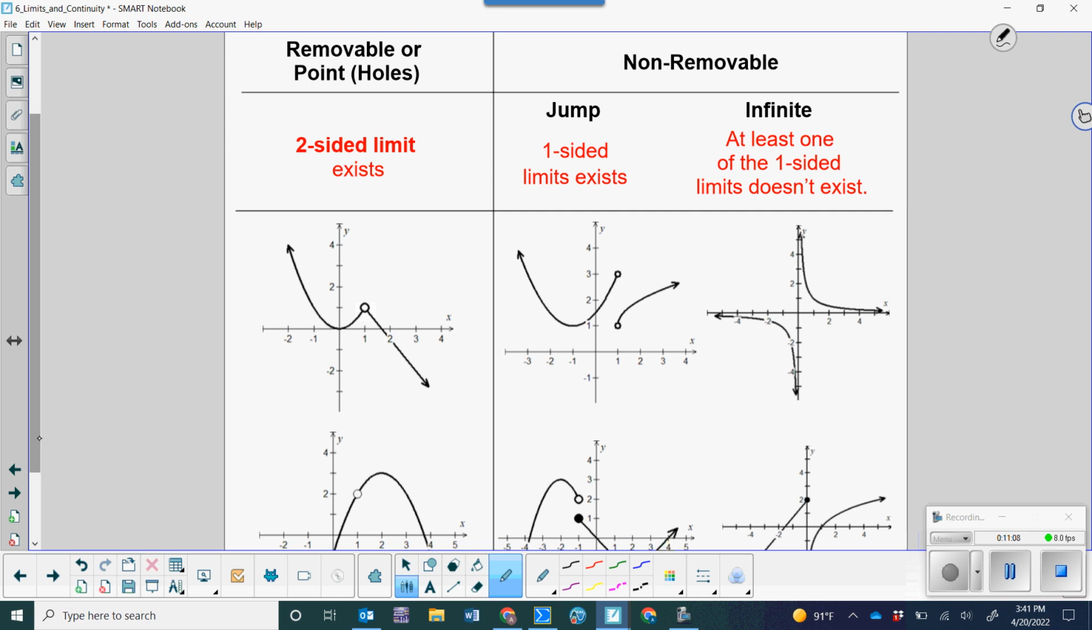Now, by removable, think of it like all I have to do is fill in a single hole. So think of it like a street. If I drive down a street and there's a pothole in it, I can still go down the street. I'm going to hit a pothole, but if somebody comes and fills in the pothole, the street is exactly the same as it was. It goes in the same direction. We have not changed anything.